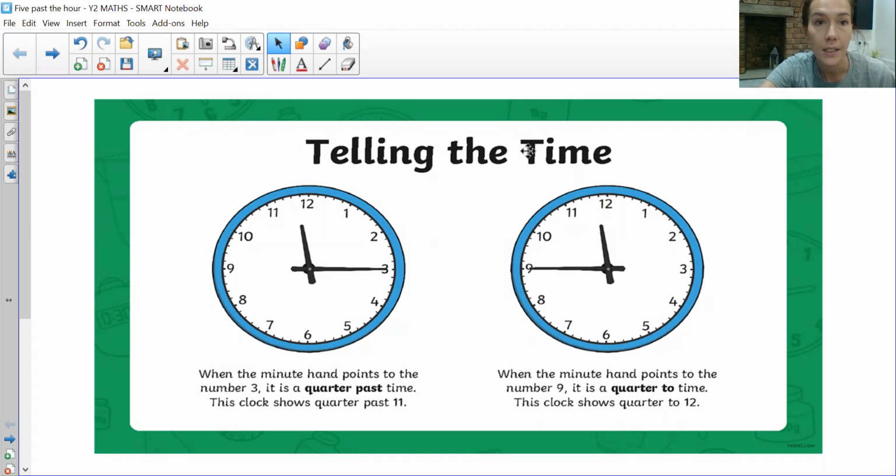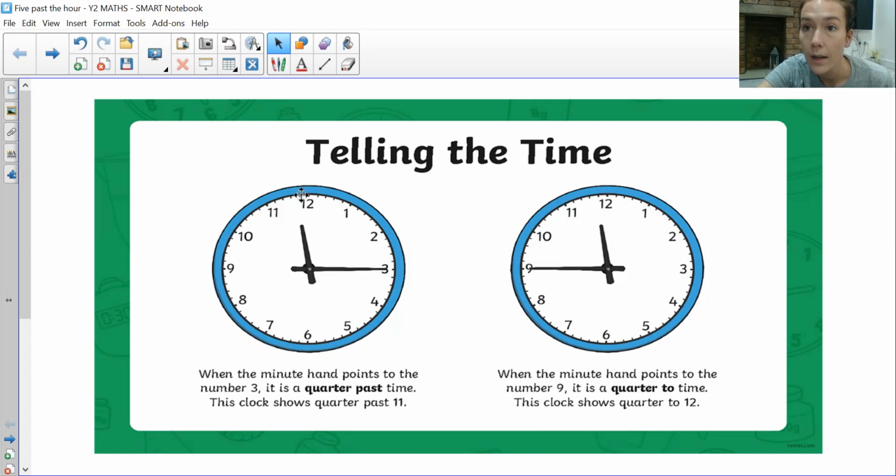So on my screen now, as you can see, we've got two different clocks. We've got this one here where the long minute hand is on the 3 and your hour hand is not quite on the 12, but it has left the 11. It says when the minute hand points to the number 3, it is quarter past. This clock shows quarter past 11.